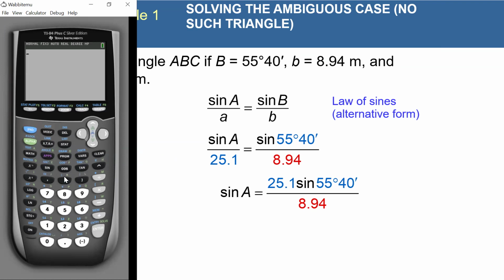And I'm going to put in sine of 55 plus 40 over 60. Are we okay with that? Everyone's with me so? I'm going to press enter, and I get 0.826. So I have an acute.